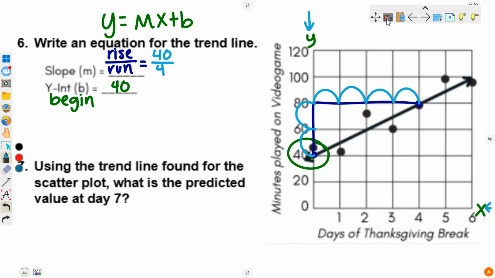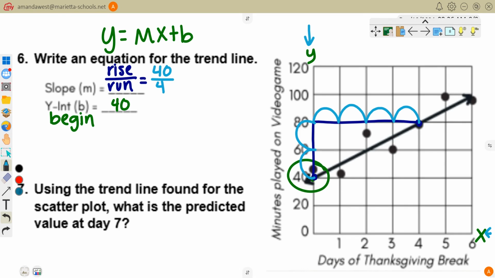Then I can go to my Desmos. I don't have it pulled up, I apologize. And remember, this is right there on your Schoology page. I can come here and say, well, what is 40 divided by 4? I can press my fraction button, 40 on the top, 4 on the bottom. What do I get? I get 10.